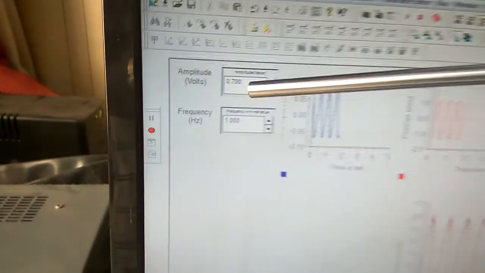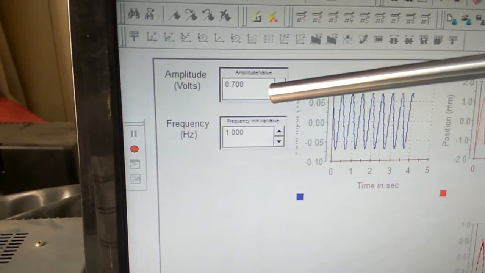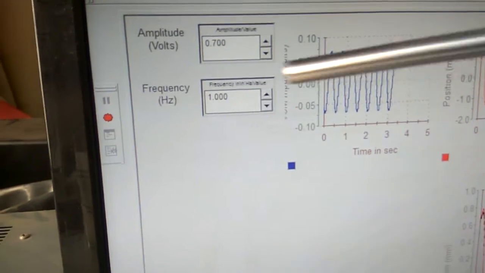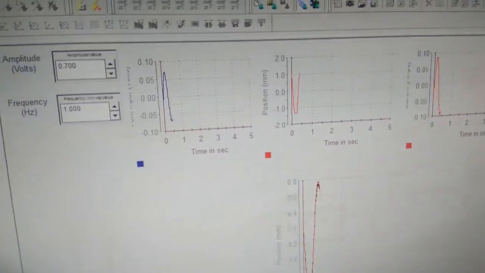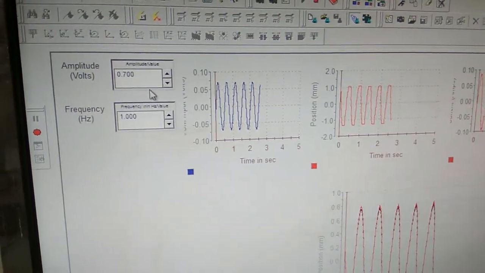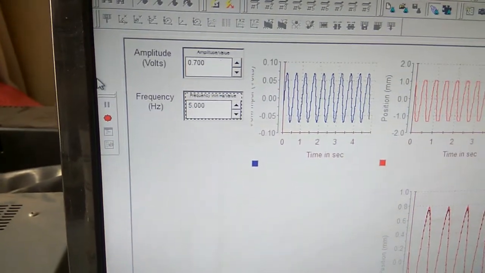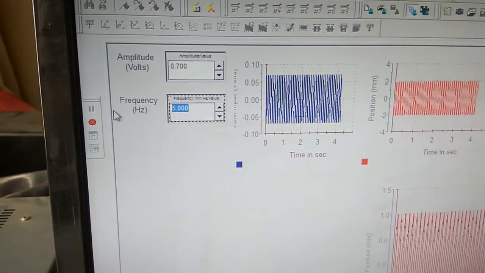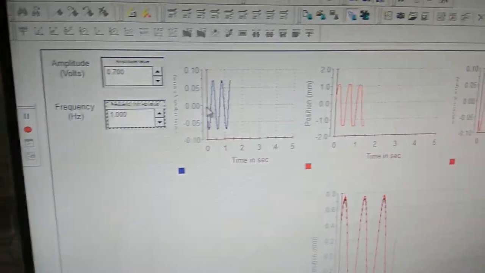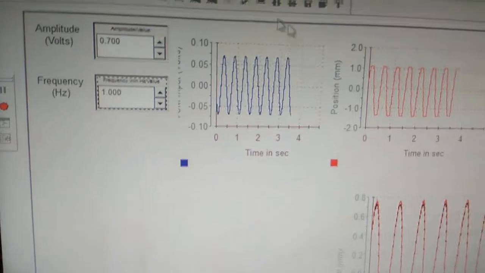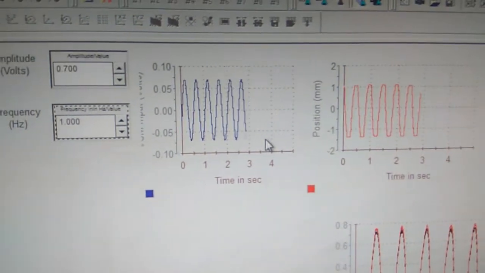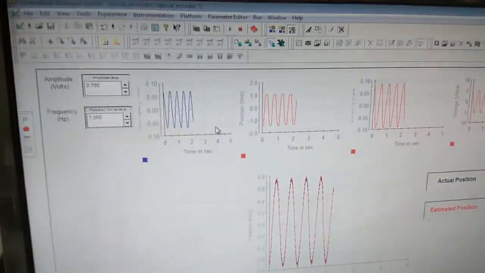Here we can provide the amplitude of the motion. Here we can set the frequency. Here are the amplitude and frequency, and we can change the amplitude and frequency to whatever we want. And we can observe here the input signal in terms of voltage. This voltage signal is further connected to the LCAM, and the LCAM converts it into the current amplifier.